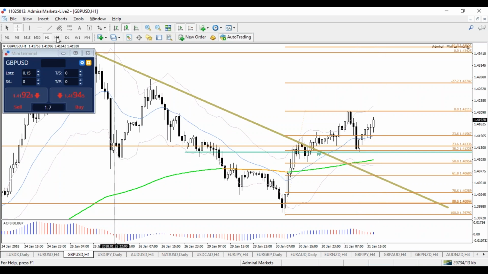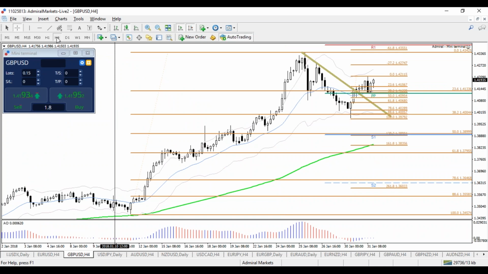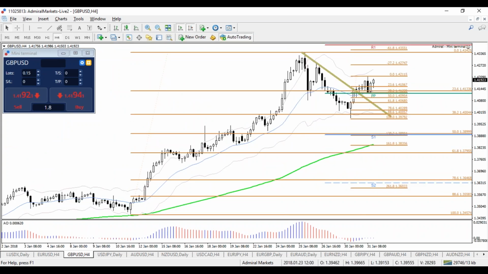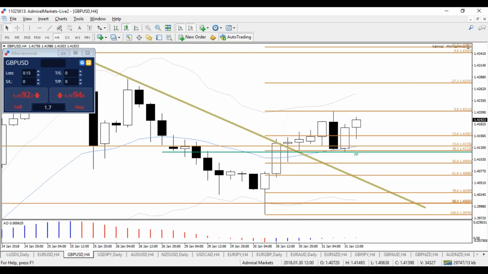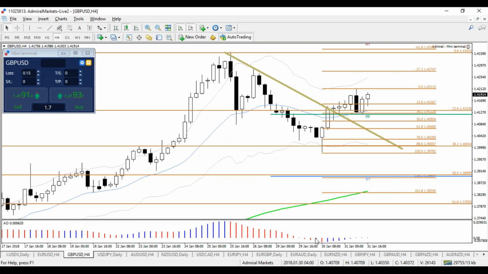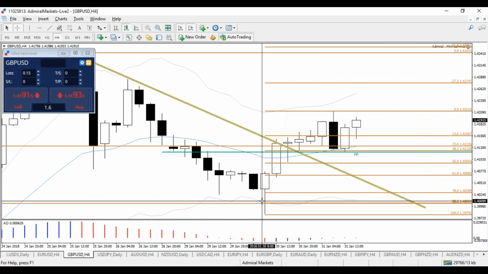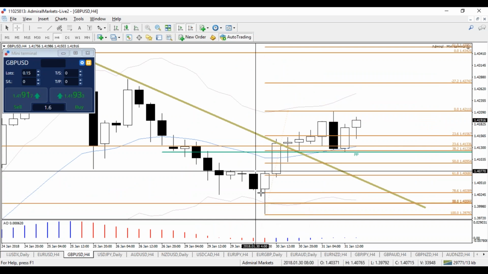I don't see any trade from yesterday that would have made sense on the pound dollar either, except maybe this pin bar at the 38.2 fib. But this is something that we did not discuss yesterday. I think I did discuss it. I think I did review it perhaps on Monday. I'm not even sure anymore.